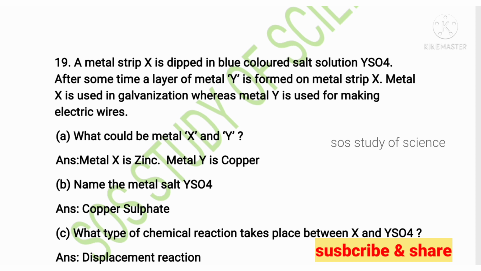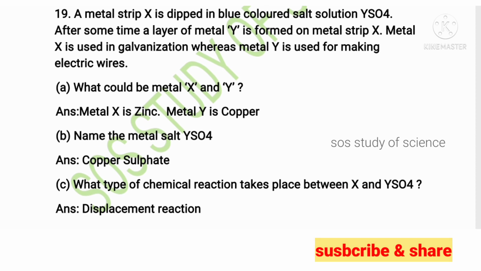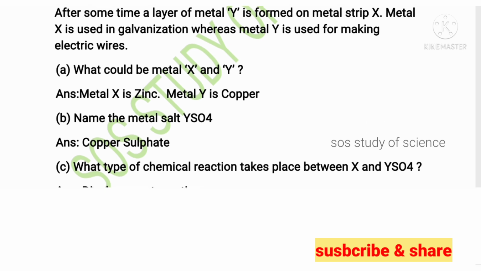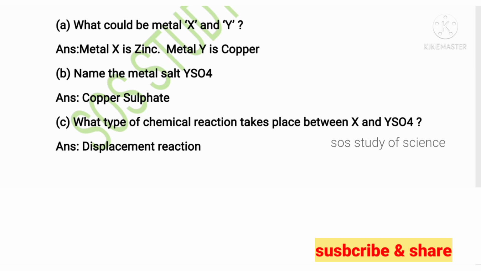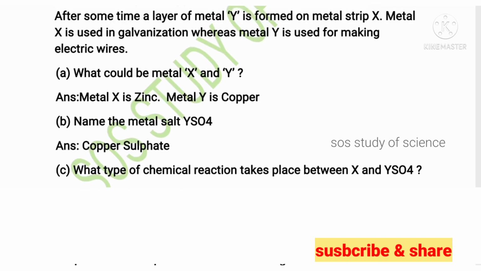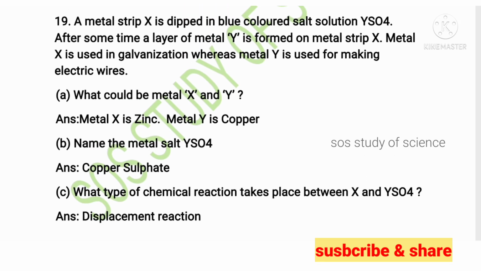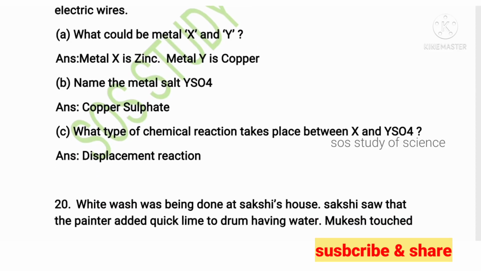What could be the metals X and Y? You have identified the metal X now. It is used in galvanization, so metal X is zinc. Y is, I told you, from YSO4. Blue color solution is nothing but copper, so copper is the metal Y. The salt solution here, YSO4, is nothing but copper sulphate solution. And the type of chemical reaction here is called displacement, because they told in the question that metal Y is formed on the metal strip X. Very important, dear students.